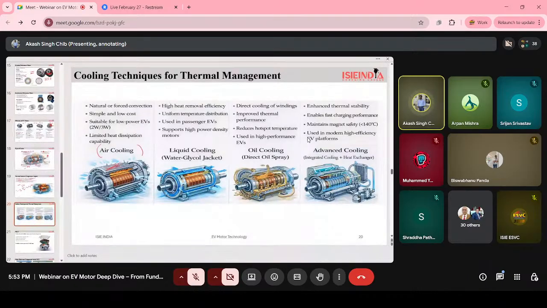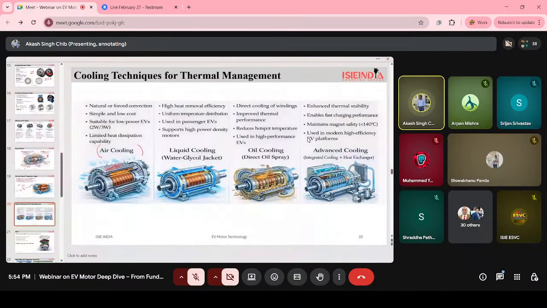They release the heat to the surroundings with the help of fins in air-cooled motors. In liquid cooling, we basically use glycol, a liquid called glycol, to remove the heat of the motor. And here one more comes, oil cooling.